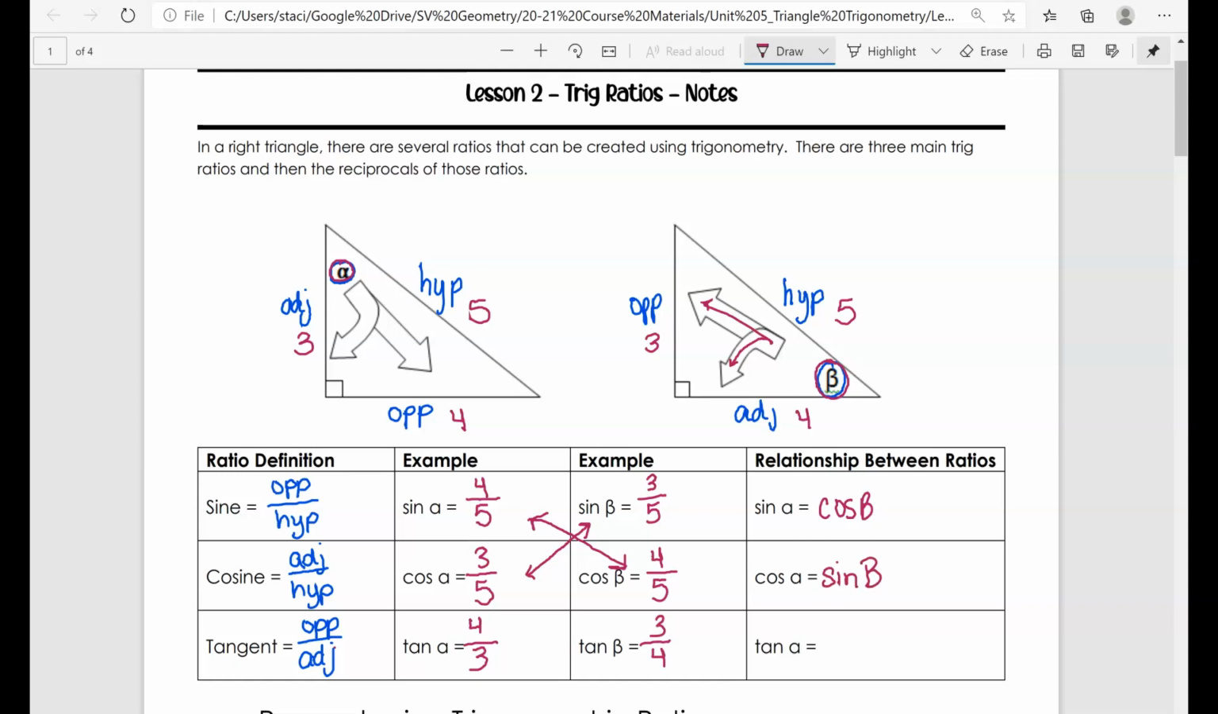And then something else you might notice, if you look at the tangent ratios, notice how they are reciprocals of each other. Notice how one is 4/3, but then the other one is 3/4.